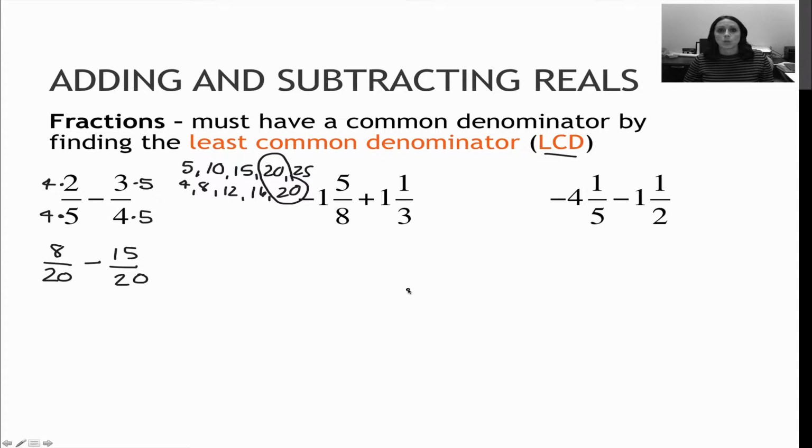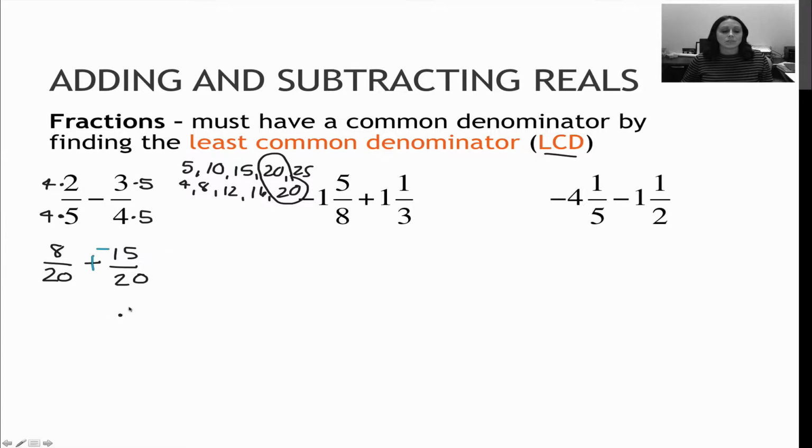So now I have a subtraction problem. And of course, with subtraction, I'm going to do my keep, flip, change. So I'm going to keep 8/20 the same sign. I'm going to change or flip that to plus and change that to negative. And now that I'm going to add these together, these are different signs, so I'm going to find the difference.